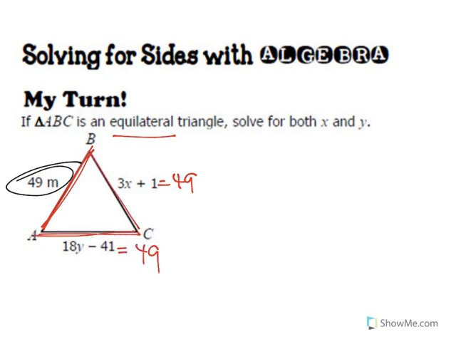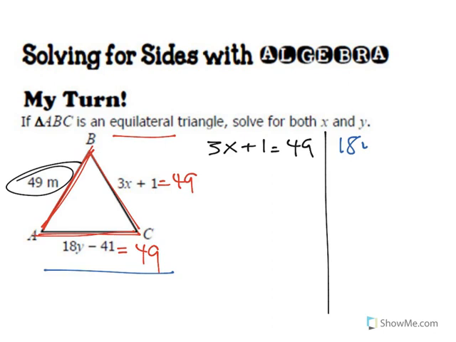It doesn't matter if it's written as an expression. We can go ahead and set up two problems. We'll solve the first one for x. It'll be 3x plus 1 equals 49. And the other one here, I'll do it in blue, will be 18y minus 41 equals, again, 49, because 49 is the value of each side of this triangle.